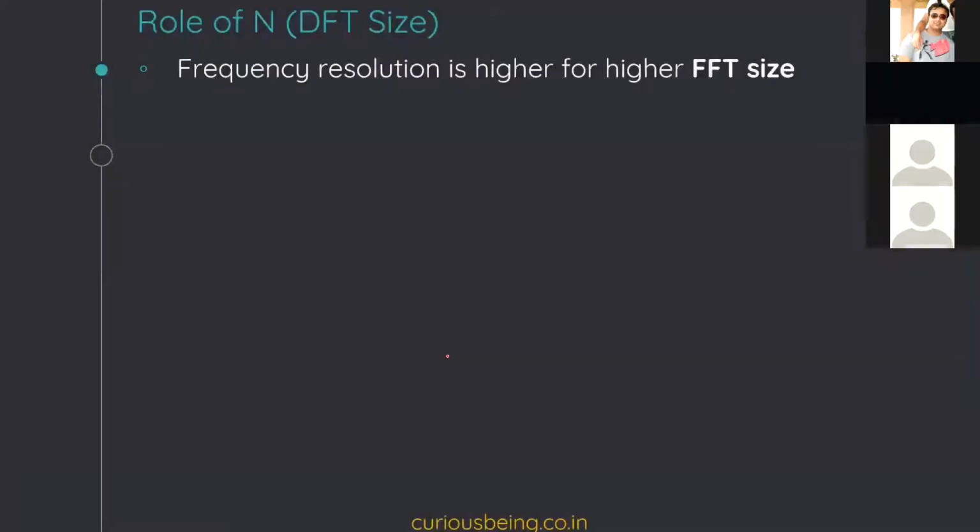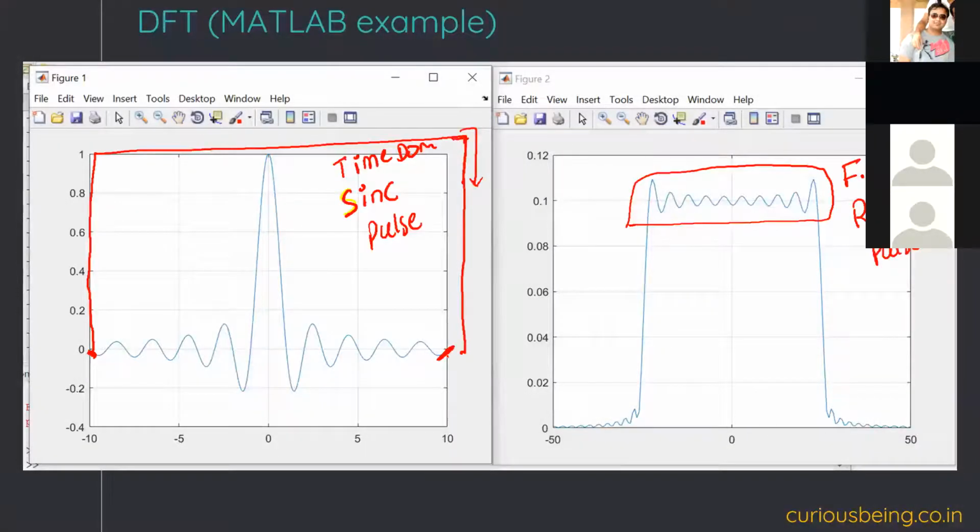Okay. Now let's see, as I said, that FFT size also. One more thing in the diagram: when we convolve this, it's a sinc in the time domain, a sinc convolved with a rectangular, right? That's why there is the nature of sinc inside the rectangular. Right?